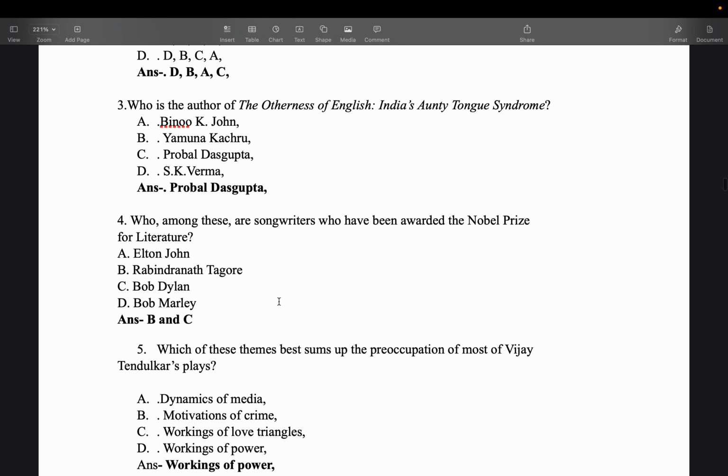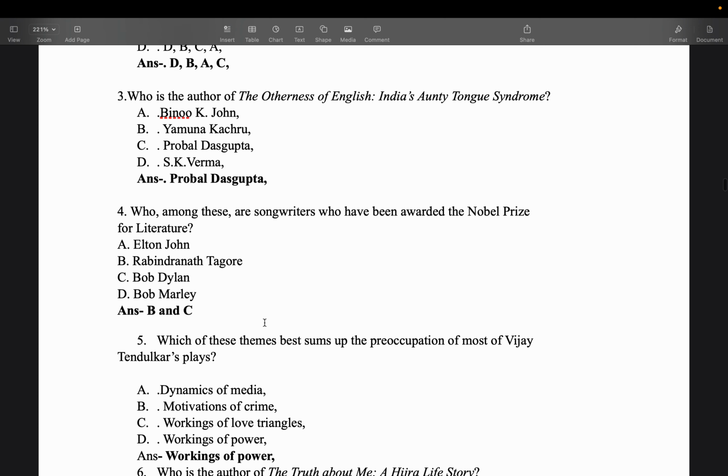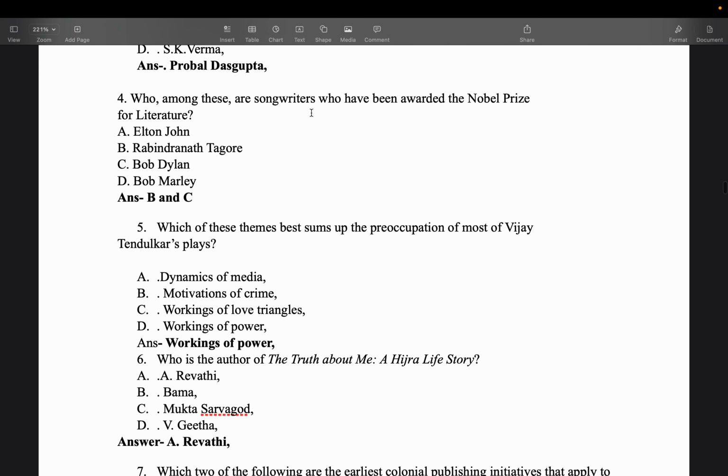Okay? Who is the author of The Otherness of English? India's Anti-Tongue Syndrome. That is a famous book by Prabal Das Gupta. Who among these are songwriters who have been awarded Nobel Prize for Literature? Of course, Rabindranath Tagore and Bob Dylan. These two are very famous.